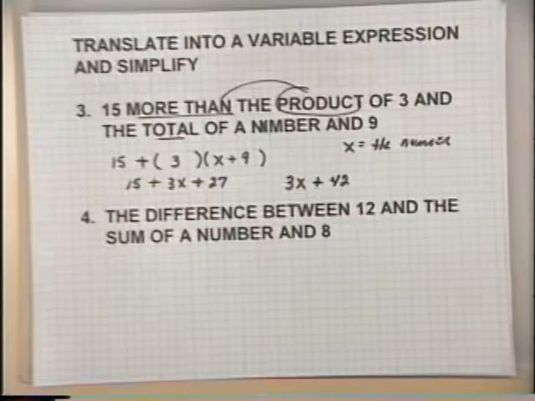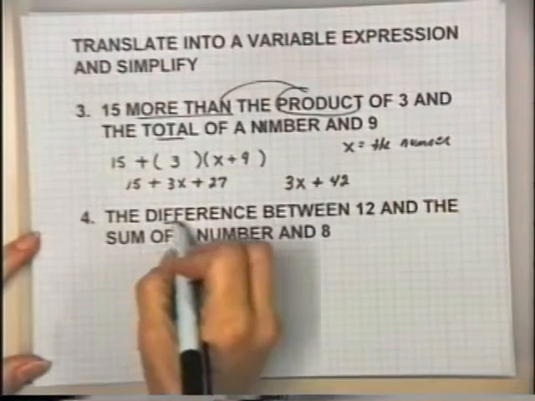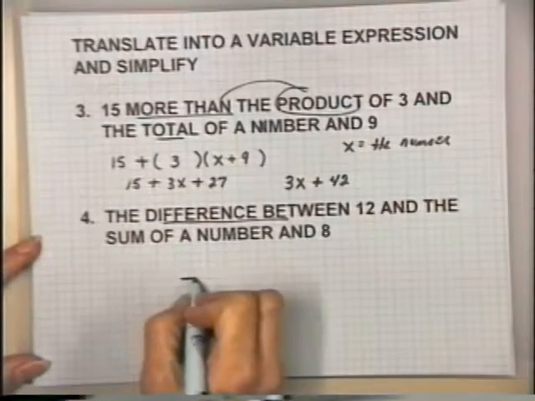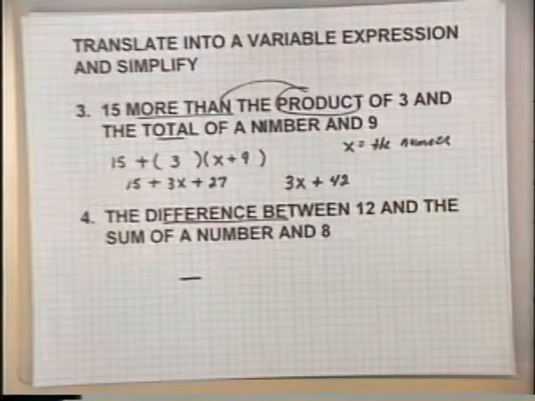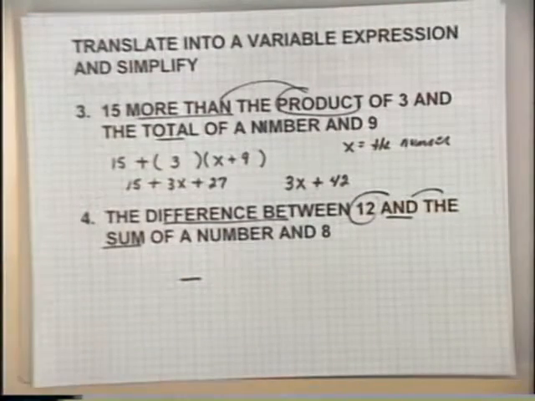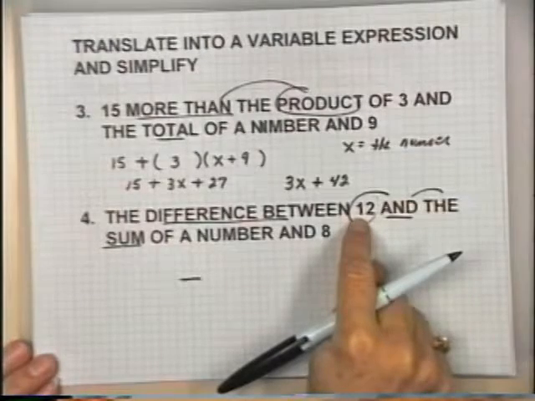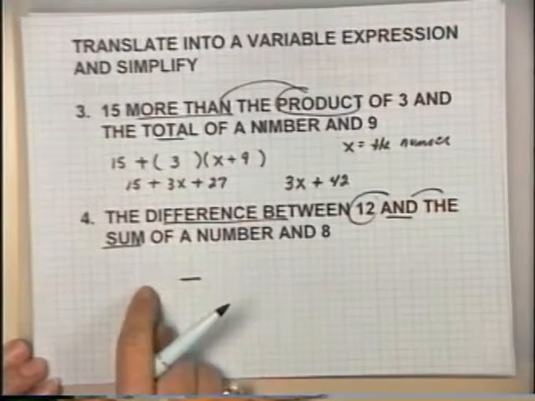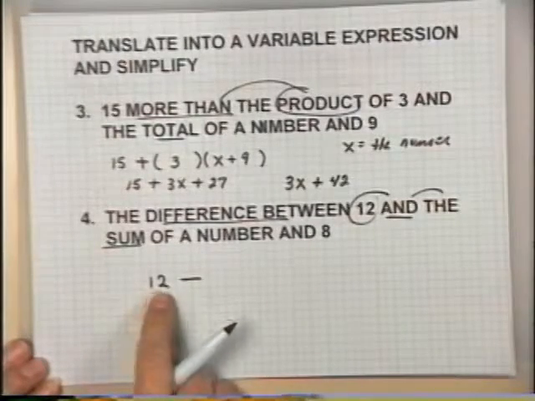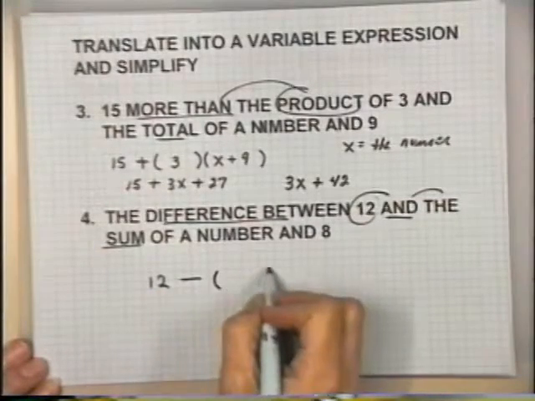Number 4, the difference between 12 and the sum of a number and 8. The difference between is indicating a what? A subtraction. Let's put down our subtraction symbol. Now, this difference is between what and what? It's between 12 and a sum. So we mentioned when it says the word difference, the number that's written first should go first in our expression down here. So the difference between 12 and over here we're going to have a sum.